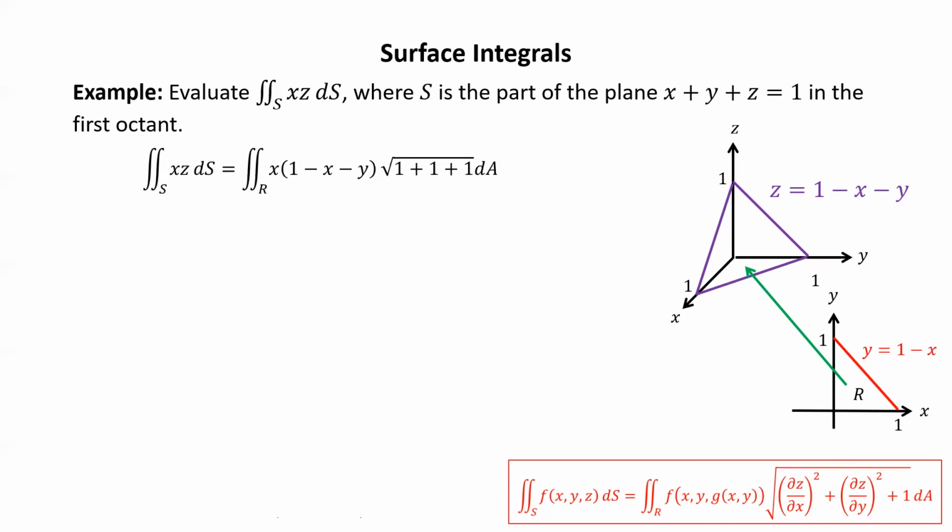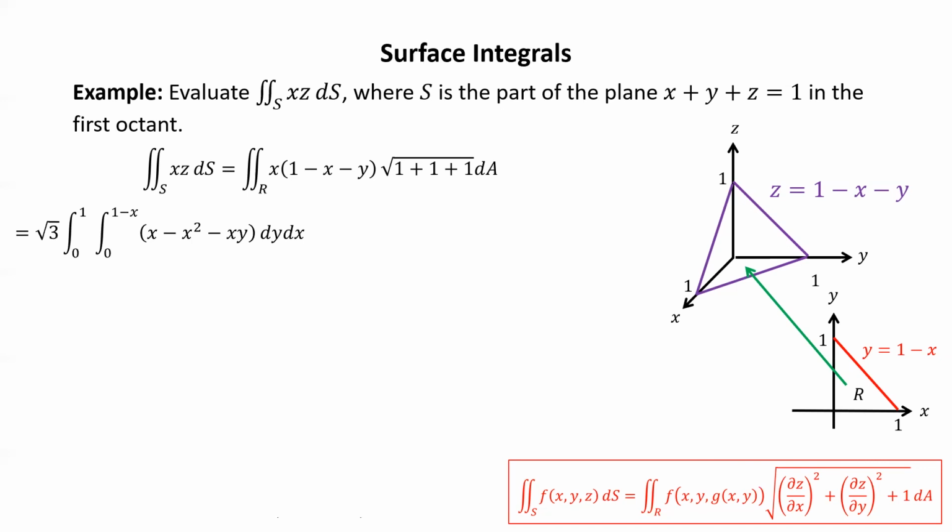It doesn't matter. So for example, looking at x plus y plus z equals 1, the partial with respect to x is 1, square that we get 1. The partial with respect to y is 1, square that we get 1. The partial with respect to z is 1, square that we get 1. Okay, so the square root of 1 plus 1 plus 1 is the square root of 3. We'll pull that out. We'll distribute the x through the 1 minus x minus y to get x minus x squared minus xy. And for the limits, we look at the region.